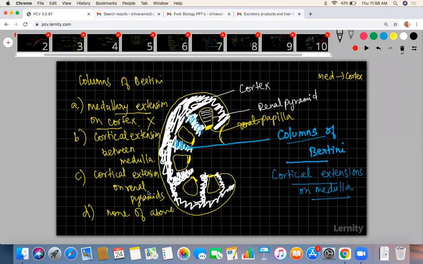Cortical extension on renal pyramids na எப்படி தெரியுமா இருக்கும்? இந்த renal pyramidல இப்படி extend ஆகுறது தான் columns of Bertini சொல்றது. இப்ப இதே இது C ஆன்சரா இருந்ததுன்னா இதுதான் வந்துட்டு columns of Bertini சொல்ற மாதிரி இருக்கும். It is not on renal pyramids, it is extending. It is between medulla.